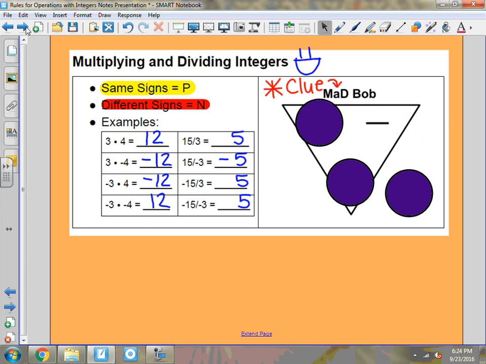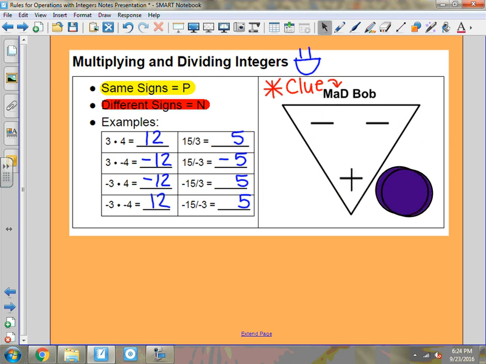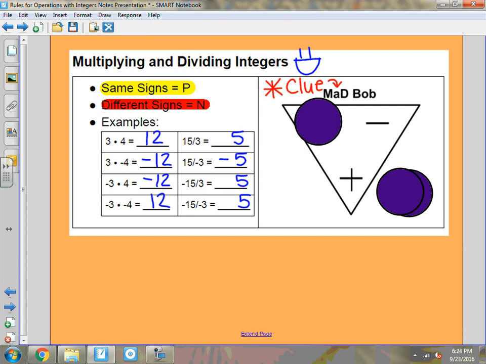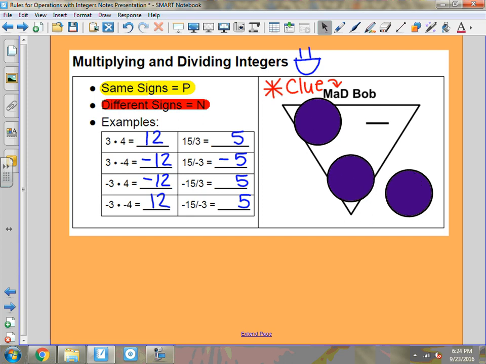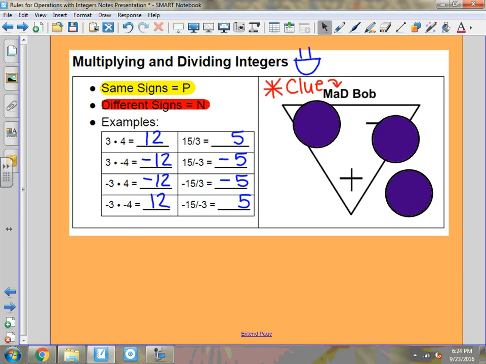The next problem says negative 15 divided by 3 is 5, but there's a negative and a positive, not the same signs, different signs, mean the answer is negative 5. The last problem has two negatives, the signs are the same, we cover up Mad Bob's eyes, and only the positive's left, so positive 5 is the answer to negative 15 divided by negative 3.